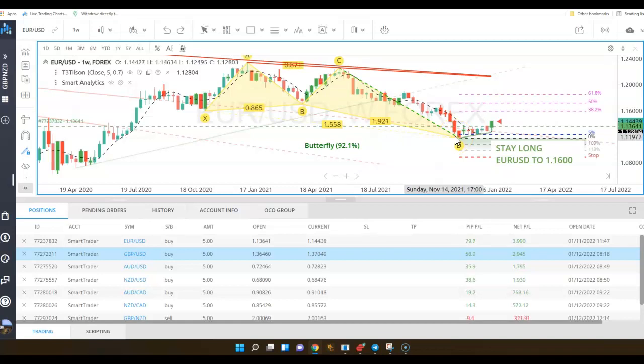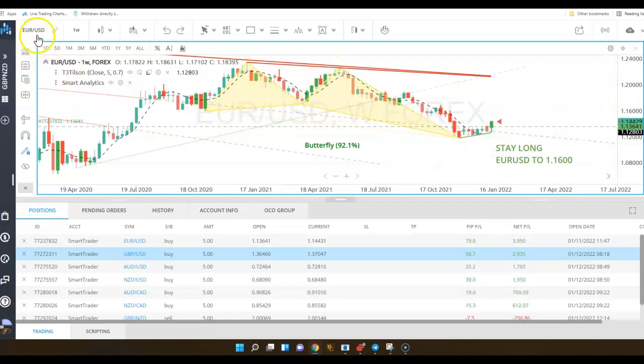And then the Smart Trader platform will calculate these patterns. I don't have to draw them, which is not easy because it can be kind of subjective when you draw your own ABCD patterns. And this is based on the weekly chart. So I'm looking for at least a 200 pip gain on this one.